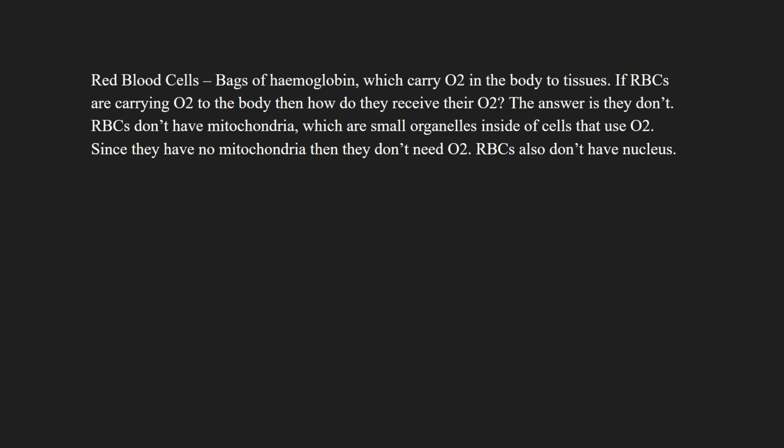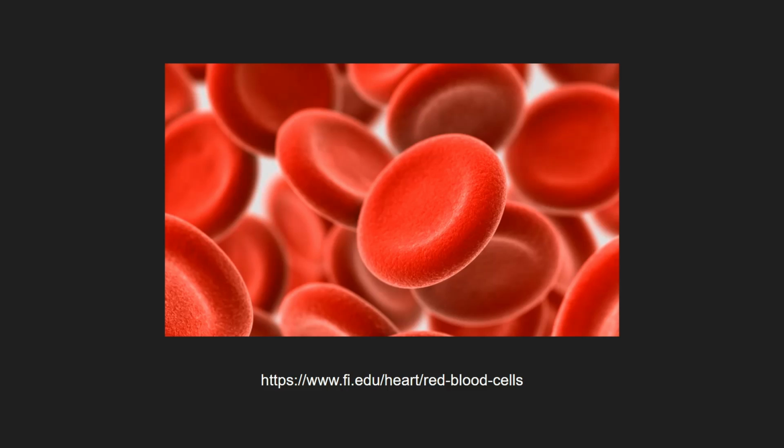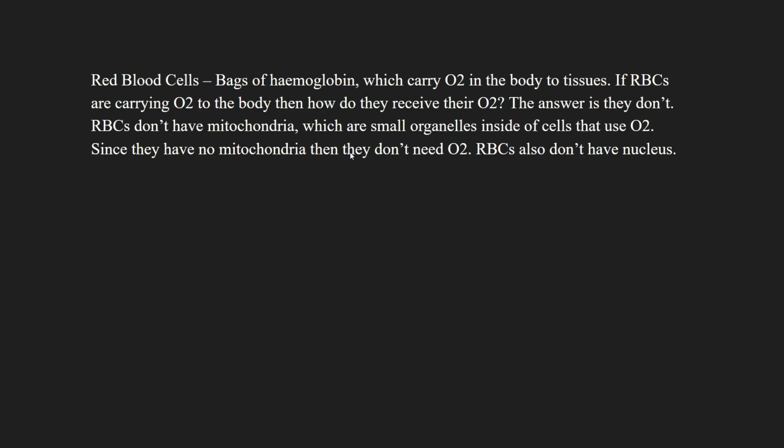Now, there's a few tricky things in here that sometimes people have questions about, and we just want to cover them very quickly. And the first one is your red blood cells. Now, what are they? Red blood cells are bags of hemoglobin which carry oxygen in the body to the tissues. And the question is, if red blood cells are carrying the oxygen to the body, then how do they receive their own oxygen to function? And the answer is they don't, because red blood cells do not have a mitochondria, which are small organelles inside of cells that use the oxygen. And since they don't have a mitochondria, they don't need oxygen. And red blood cells, interestingly enough, also do not have a nucleus. And here we have a picture of what red blood cells look like. So that covers the red blood cells.